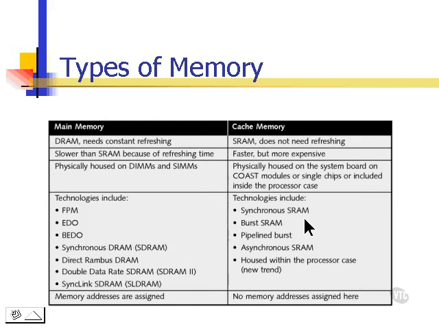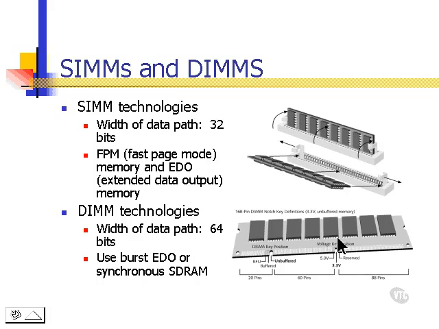Technologies for cache RAM include synchronous SRAM, burst SRAM, pipeline burst SRAM, asynchronous SRAM, and new types of RAM that are housed within the processor case. So depending on what type of memory that we need, we'll choose either a SIM or a DIMM.